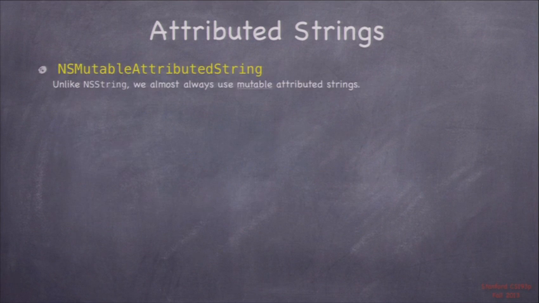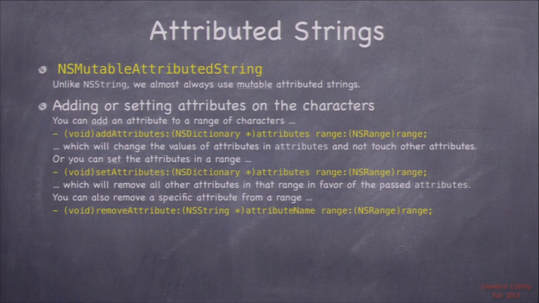So there is a mutable one. And the mutable one does inherit from the non-mutable attributed string, but it's not an NSString or an NSMutableString. It's an NSAttributedString. And it adds methods to add attributes and set attributes at various ranges inside the attributed string. Exactly what you would think. And we're going to talk about what's in these dictionaries in a couple slides.